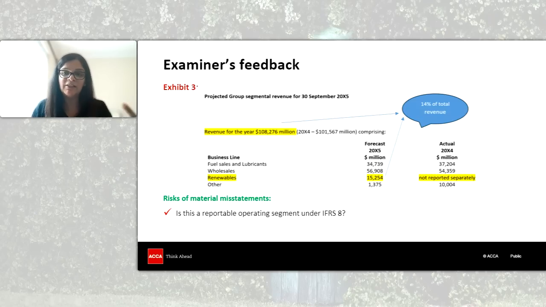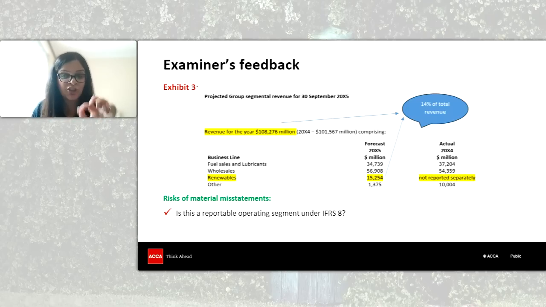When I do a calculation, by the way, which gets you additional marks, I can tell that the new division contributes 14% of total revenue. As I'm reading the information, I haven't even started the answer yet, but I'm able to understand what I'm expected to do. I know if it's an operating segment, it will become reportable if the revenue is more than 10% of the total revenue. And this is already 14%.